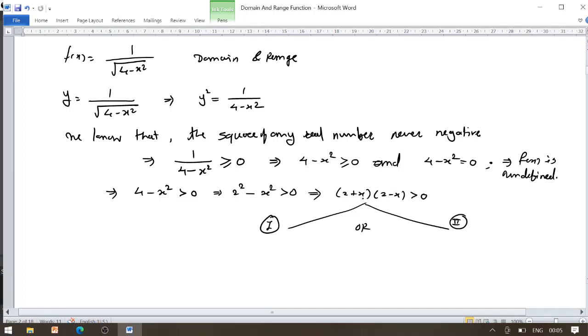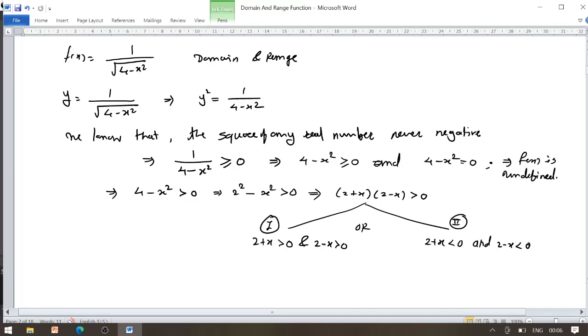So there are two possible cases, either case 1 or case 2. If both brackets have the positive sign, positive into positive gives a positive real number, that means strictly greater than 0. So the first case is 2 plus x is greater than 0 and 2 minus x is greater than 0. Or there might be a possibility that both brackets have a negative sign. Under multiplication, minus minus becomes a plus. So the second case is 2 plus x is strictly less than 0 and 2 minus x is strictly less than 0.